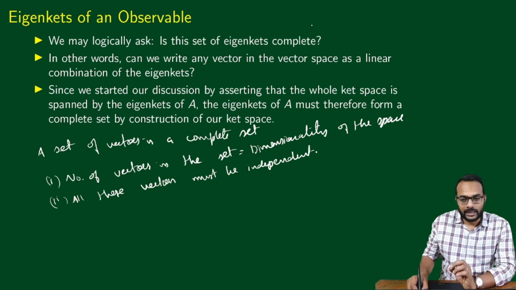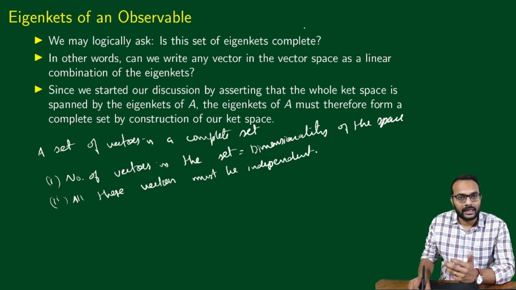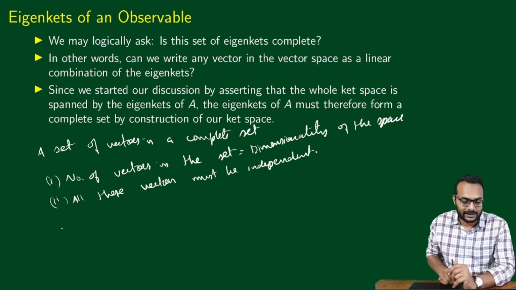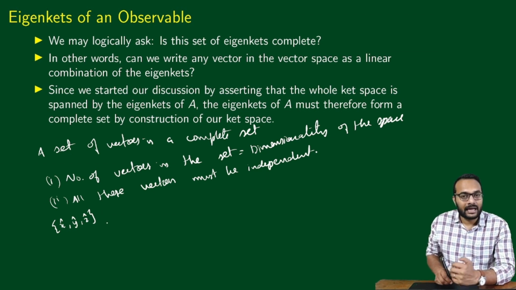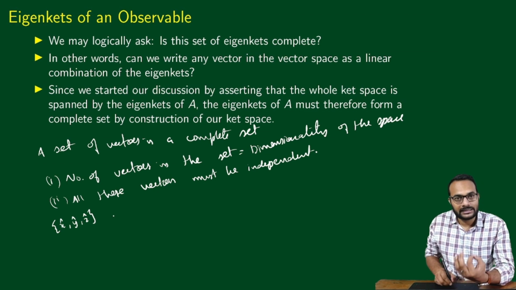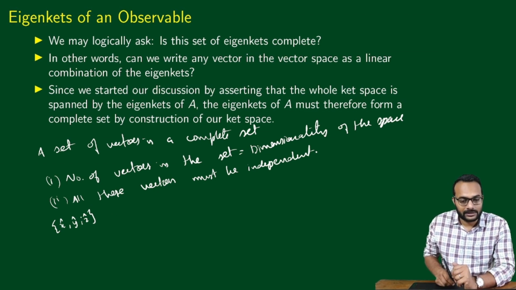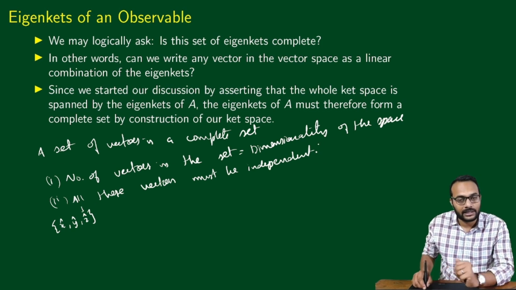Okay, now again we can go back to the example of the three-dimensional Euclidean space, and this thing becomes clear. We have this base set x, y, z. All right, how many vectors are there in this set? There are 3 vectors. What's the dimensionality of three-dimensional Euclidean space? It is 3. So you see that in this set there are 3 vectors. So the number of vectors in this set is equal to the dimensionality of the space.